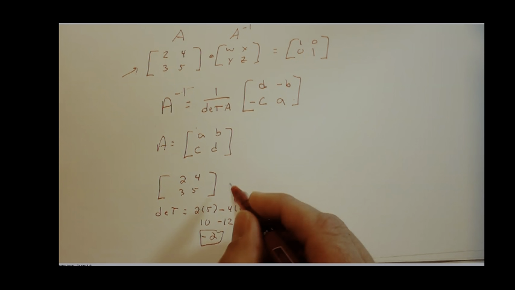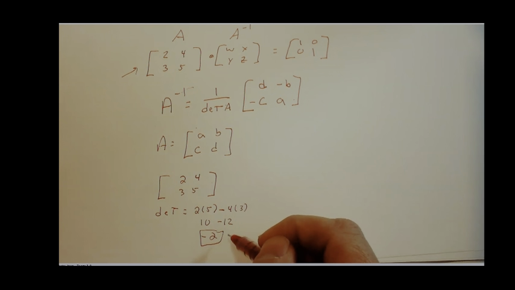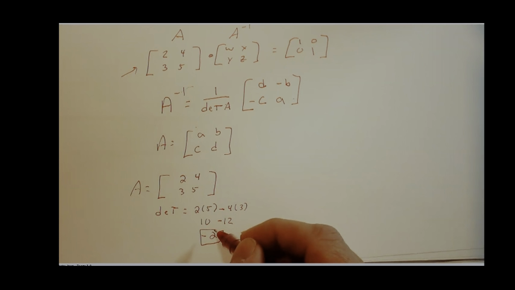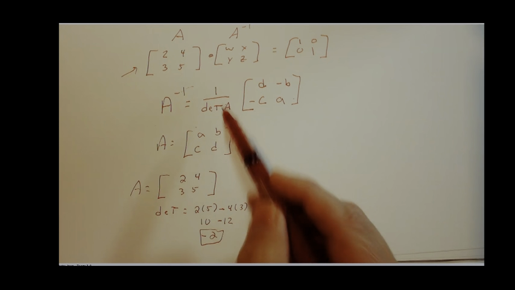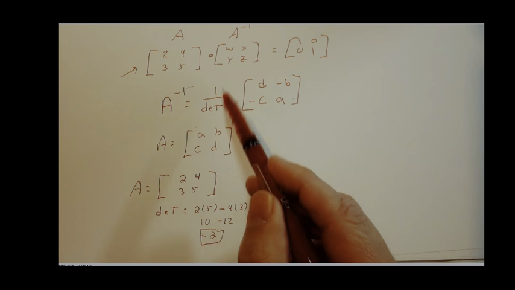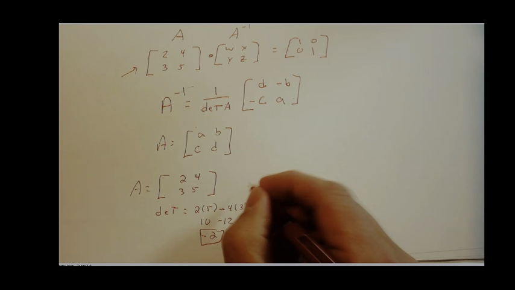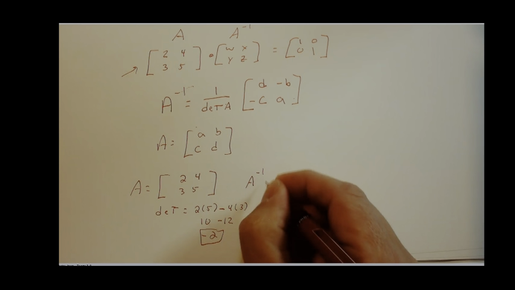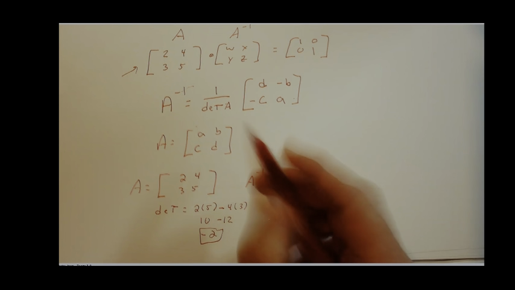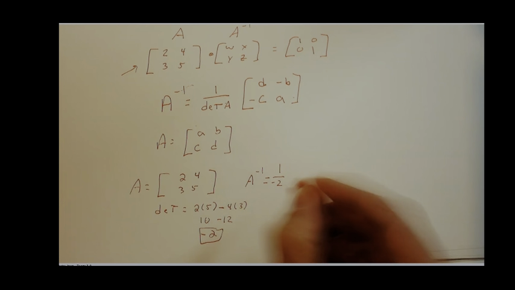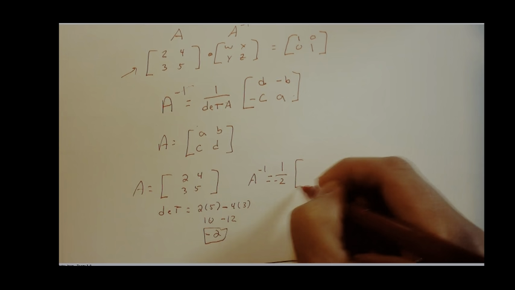Now we have to have a solution for this. If this is 0, then we can't do it, because remember, you can't divide by 0. So if this would have been 0, we could have said that the inverse does not exist. But since it's negative 2, it exists. So we can write the inverse to this. A to the negative 1 here is going to be 1 over the determinant. Our determinant was negative 2, so we're going to put 1 over negative 2 times.